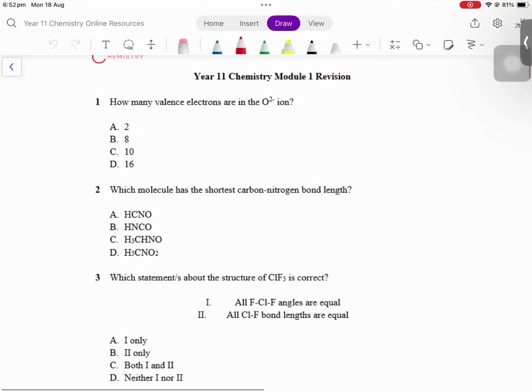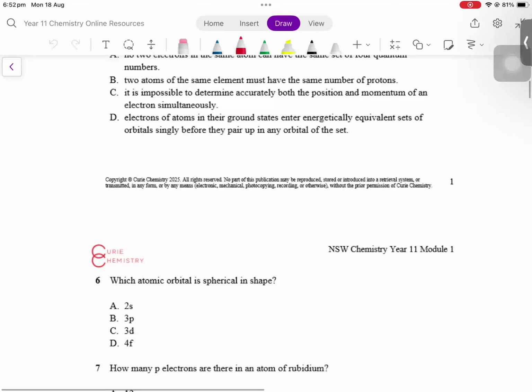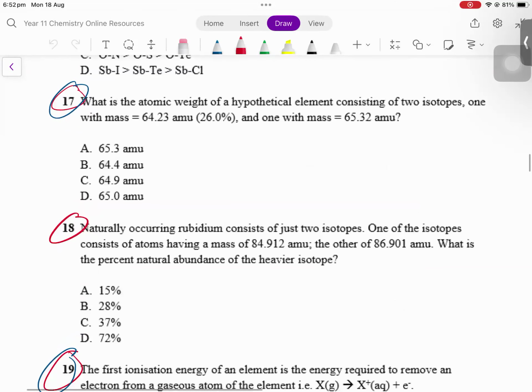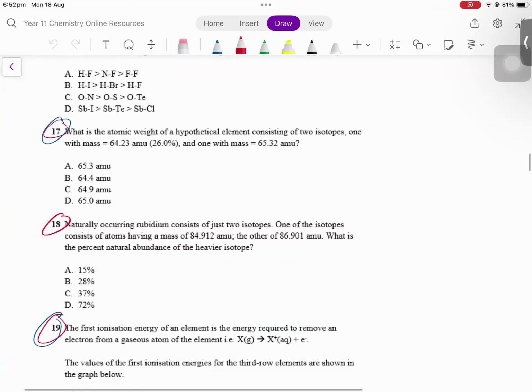So, module one revision, I'm going to scroll down to question 17. 17 is not difficult, but I want you to revise. There's a few things that I want you to revise just to make sure you have it in your head before you get into the exam. So, a few quick definitions.